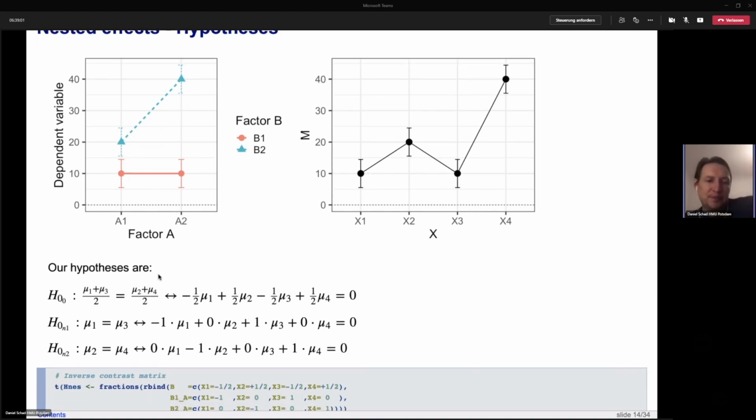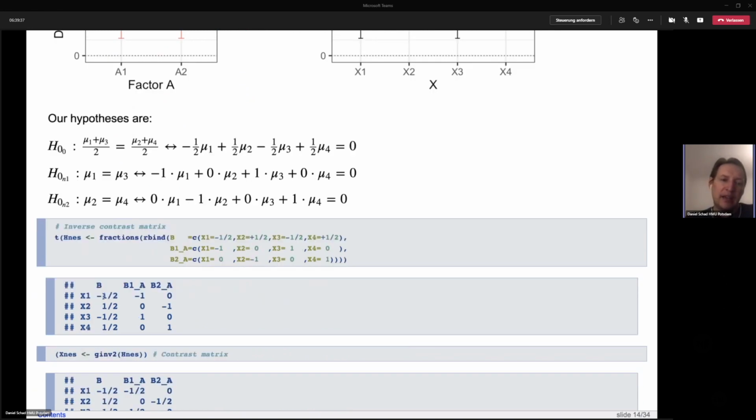And now we can test the nested hypotheses that we are interested in. We are interested in whether these two red points are equal. So the 2 red points are x1 and x3. So mu1 is equal to mu3. We can encode this as -1 for mu1 and +1 for mu3. And we are interested in whether the two green points are equal. So whether x2 and x4 are equal. Mu2 equals mu4. So we get a -1 for mu2 and a +1 for mu4. Okay, so we can enter this in our analysis.